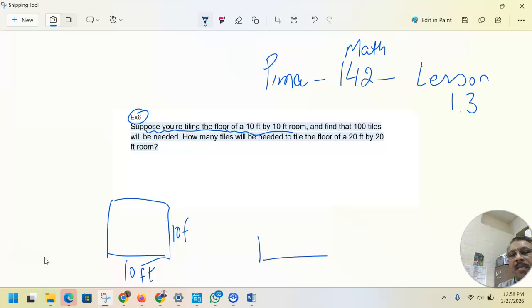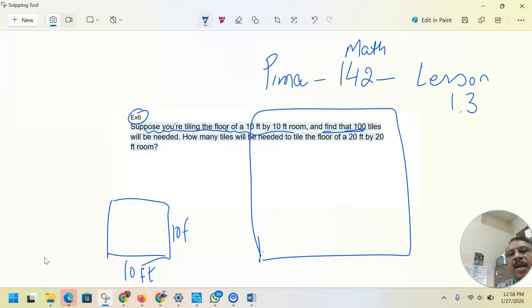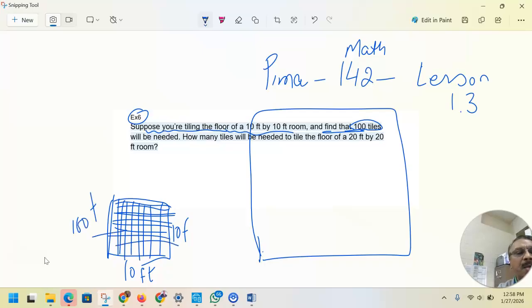and you want to increase it to 20 feet, okay, so the question is, and find that there are 100 tiles. That means 1, 2, 3, 4, 5, 6, 7, 8, 9, 10, and 1, 2, 3, 4, 5, 6, 7, 8, 9, 10. So this will be 100 tiles. Okay. Now the question is, if you increase this to 20 feet, so that means this will be 20 feet by 20 feet. The question is, how many tiles will be needed to tile the floor of 20 by 20?